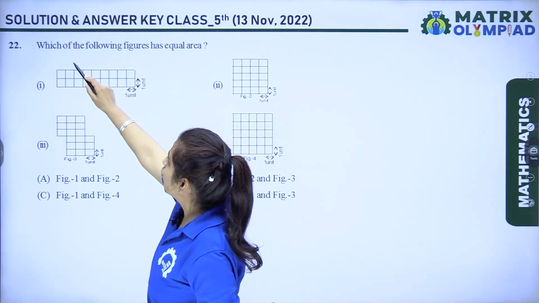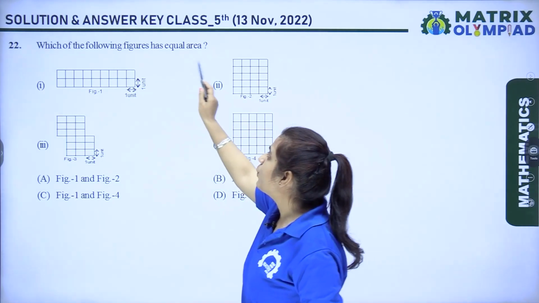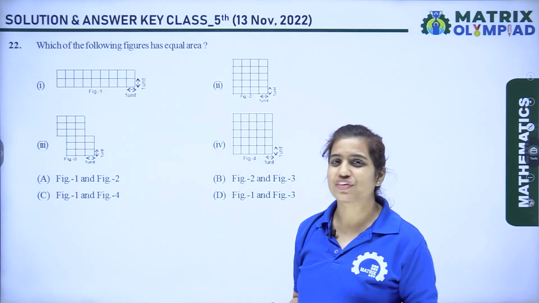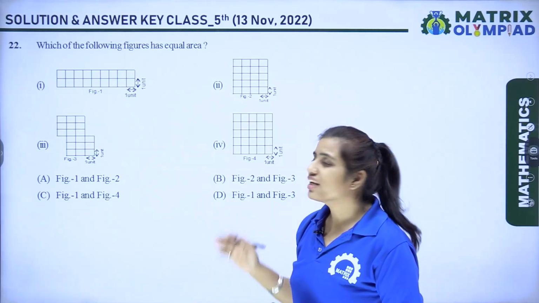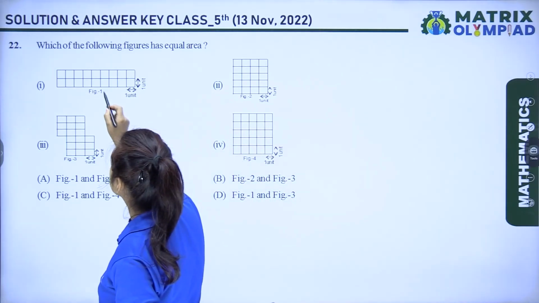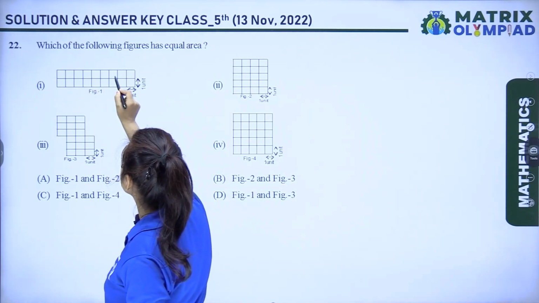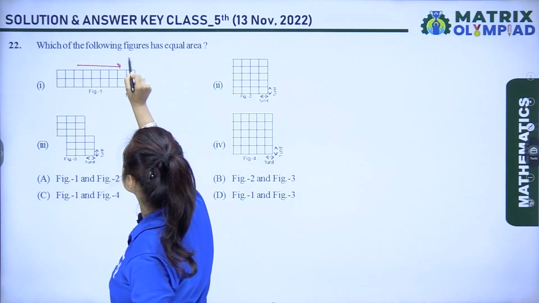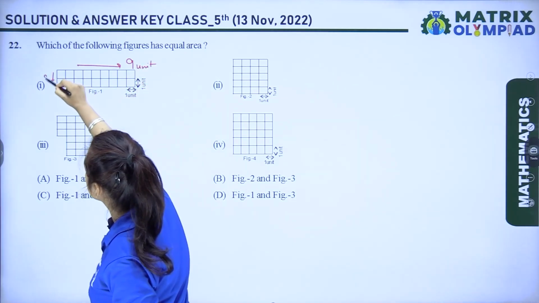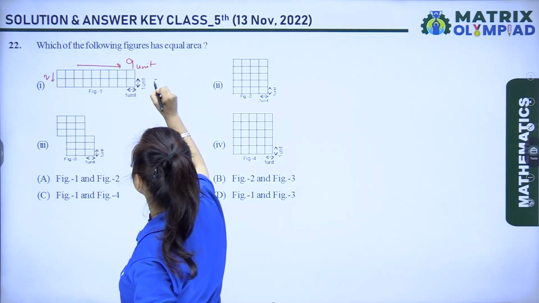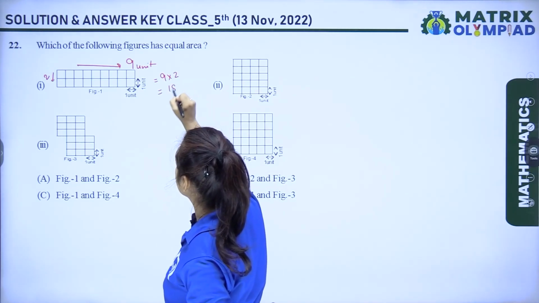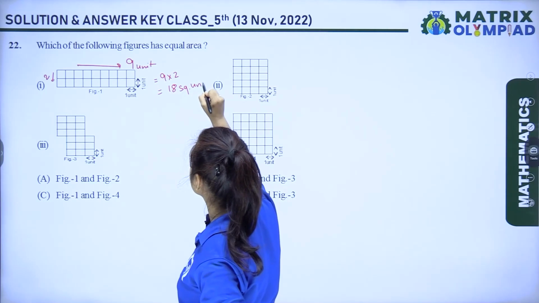We have to find out which of the following figures has equal area. So we have to find out the figures which are having equal area. So let's find out the area of figure 1 first. So here the area of first figure is 2, 3. This is 9 unit and this is 2 unit. So here the area of this figure is 9 times 2, that is equal to 18 square unit.